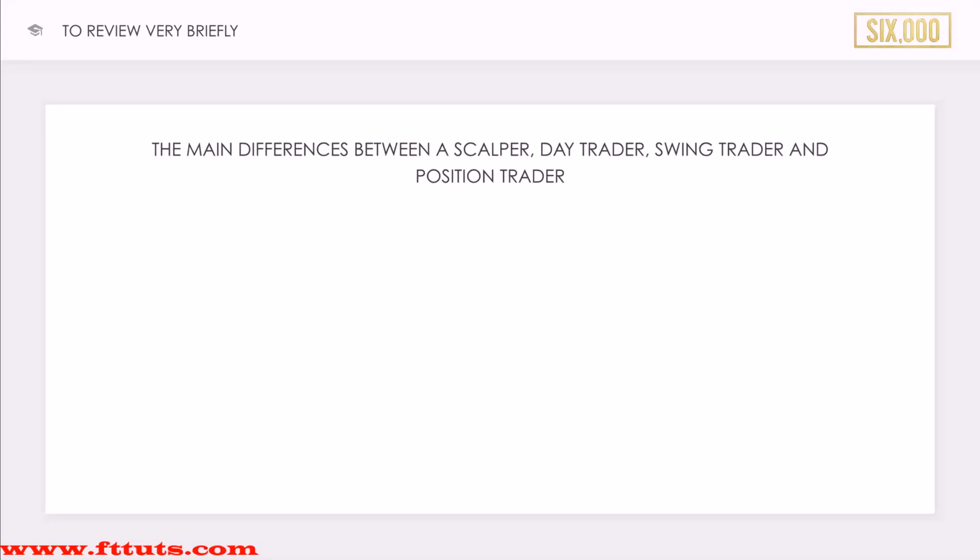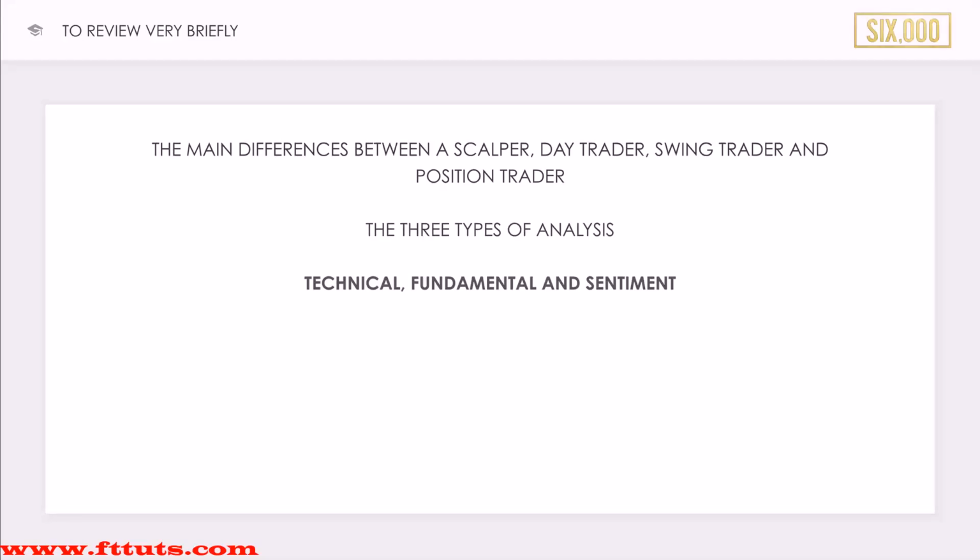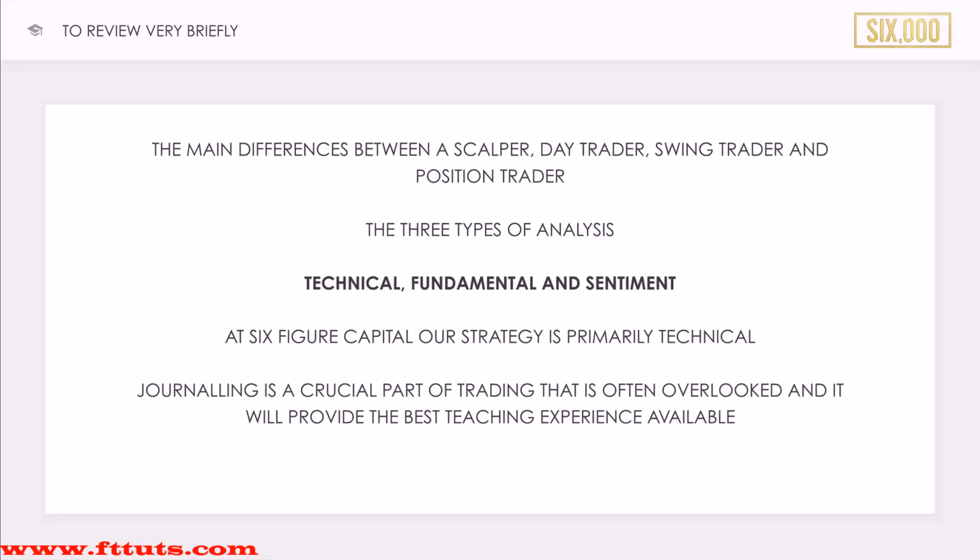Now as always, before we go into today's module, I just want to review very briefly what we learned in day 4. So you learned the main differences between a scalper, day trader, swing trader, and position trader, as well as the 3 types of analysis, which are technical, fundamental, and sentiment. At Six Figure Capital, our strategy is primarily technical based. So we are swing traders with a technical strategy. You also learned that journaling is a crucial part of trading that is often overlooked, and it will provide the best teaching experience available, which is your own mistakes. So let's head into today's module.